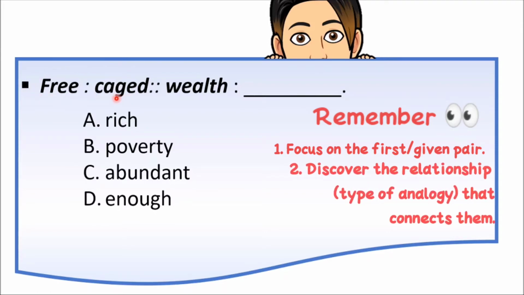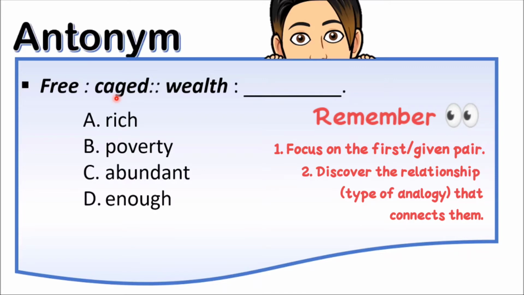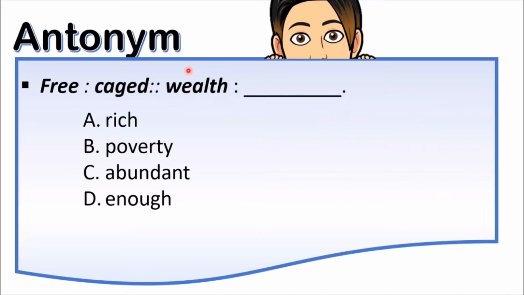If you are caged, you are locked in one place. Therefore, you don't have the freedom. You are not free. So, this pair of words is an example of antonym analogy. Why? Because they are opposite in meaning. Therefore, let's look for that word that is antonymous to the word wealth.